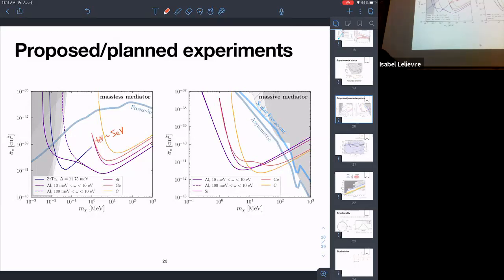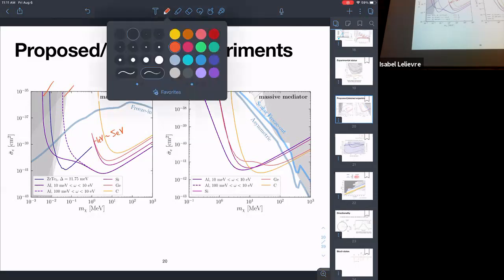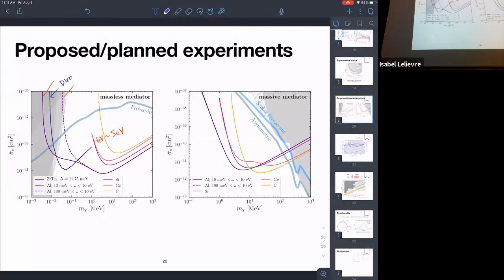Then there's been a search for materials that could have much lower thresholds. The main examples discussed so far are aluminum superconductors, or superconductor targets in general, which are these purple lines here. And direct materials, an example of which is this blue line here. The gap for a superconducting material can be as low as a few meV or even smaller.